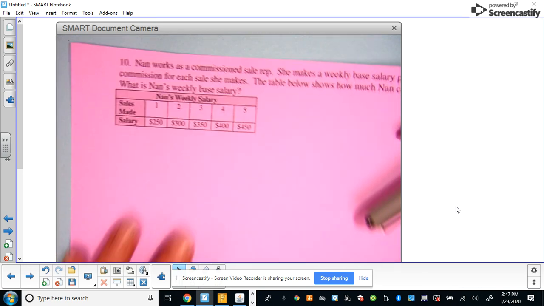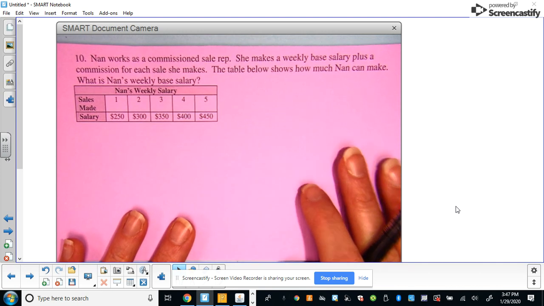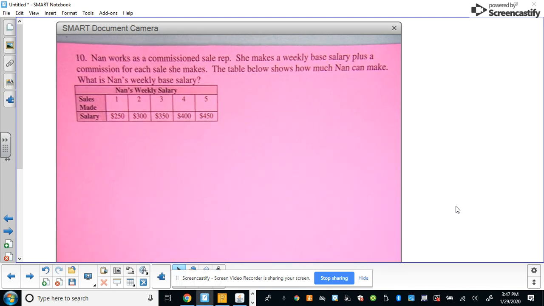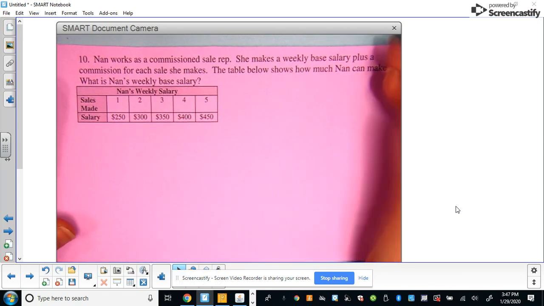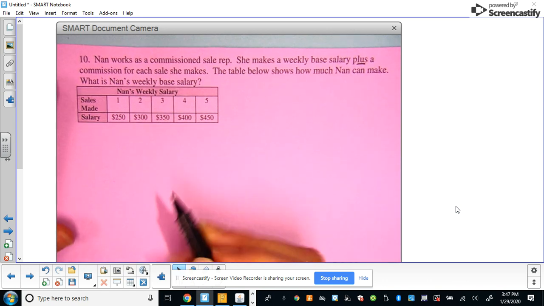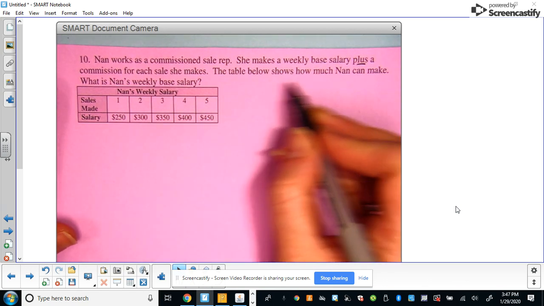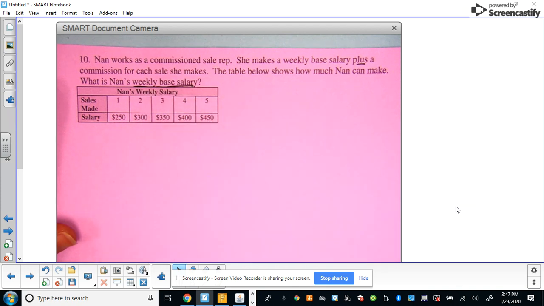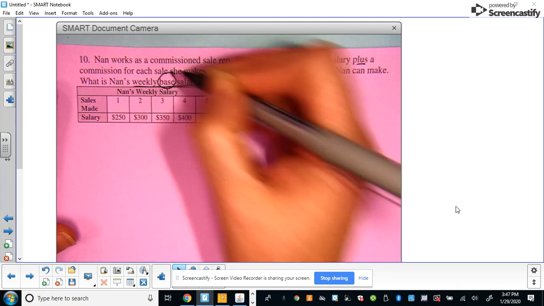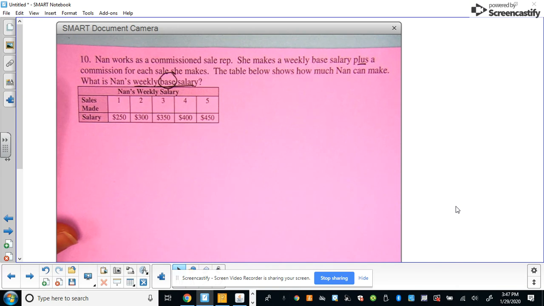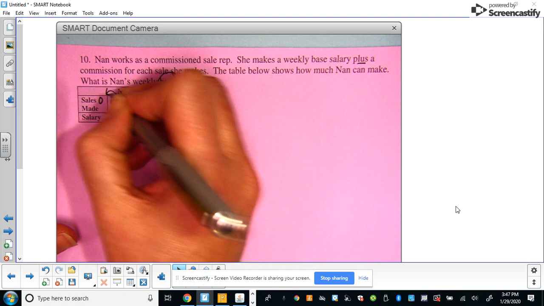Let's see, I'd like to do one more with this going backwards business. Nan works as a commission sales rep. Commission means that you get a base salary and then you get additional money as you sell things. It says she makes a weekly salary plus a commission for each sale. They want to know her weekly base salary. Base salary means before she makes any sales, so her sales would be at 0. So we're having to go backwards.